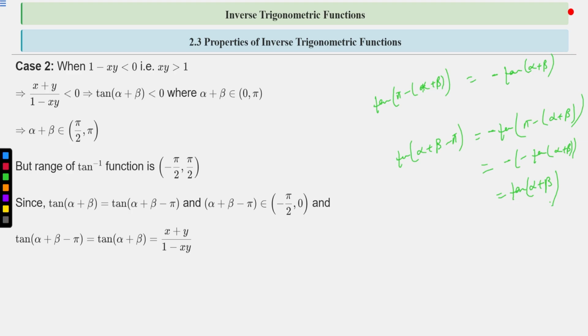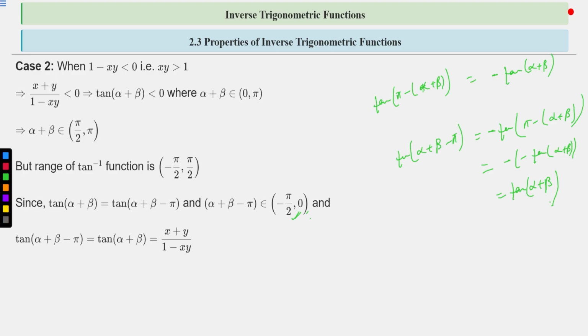That's why we have taken tan(alpha plus beta) is equal to tan(alpha plus beta minus pi), right? If anyone does not understand, you can ask. Therefore, we can write tan(alpha plus beta) is equal to tan(alpha plus beta minus pi). And see, if alpha plus beta belongs to (pi by 2, pi), then alpha plus beta minus pi will belong to (minus pi by 2, 0), right? And we can write tan of (alpha plus beta minus pi) is equal to tan of (alpha plus beta).